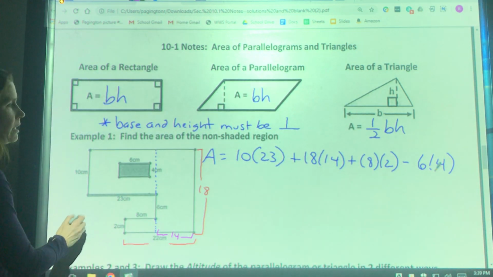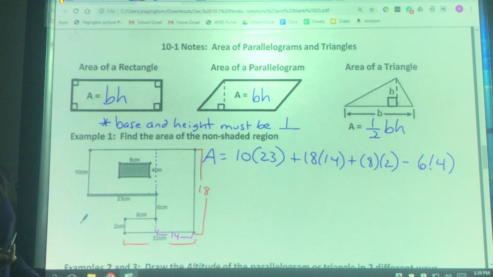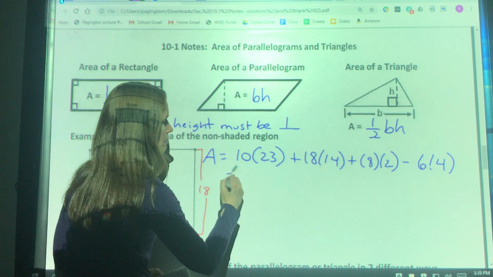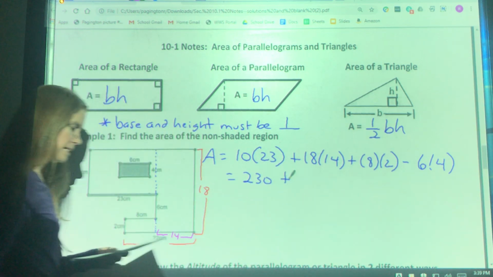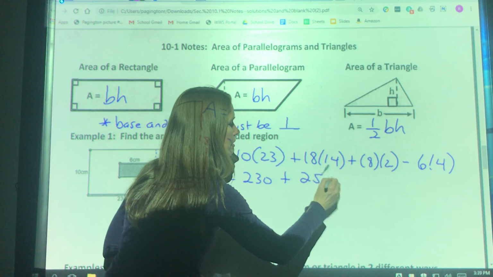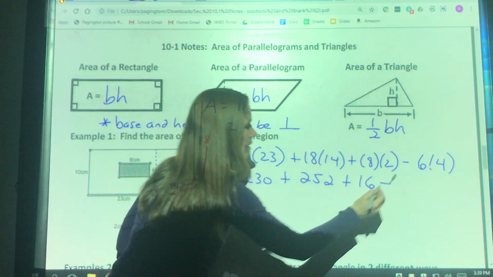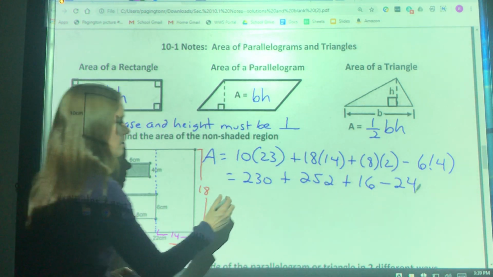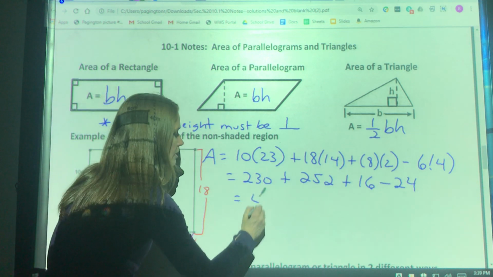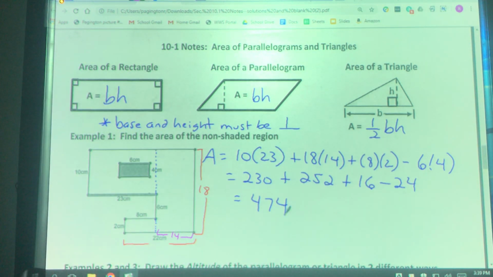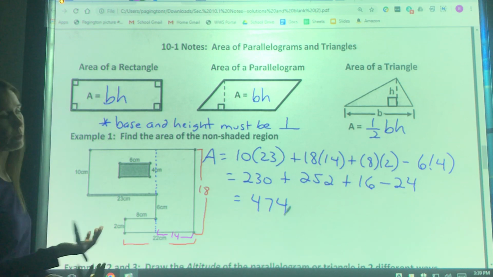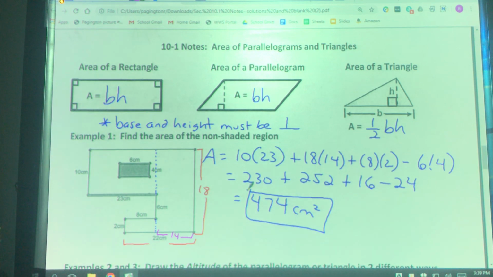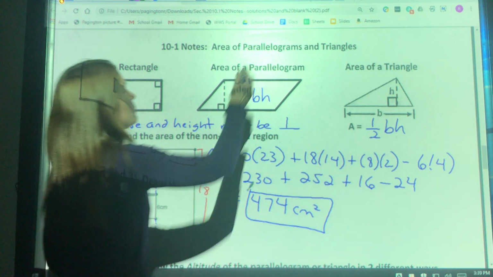Okay? And so now I can take care of each of these separately, and then get that final answer combined together. So I get 10 times 23 is 230. 18 times 14 is 252. 8 times 2 is 16, and 6 times 4 is 24. You get that all plugged into your calculator, then you end up with 474. And don't forget your units. In this case, we're dealing with centimeters. The area is always squared, so I've got centimeters squared for my answer. Okay? All right, moving on to example 2.